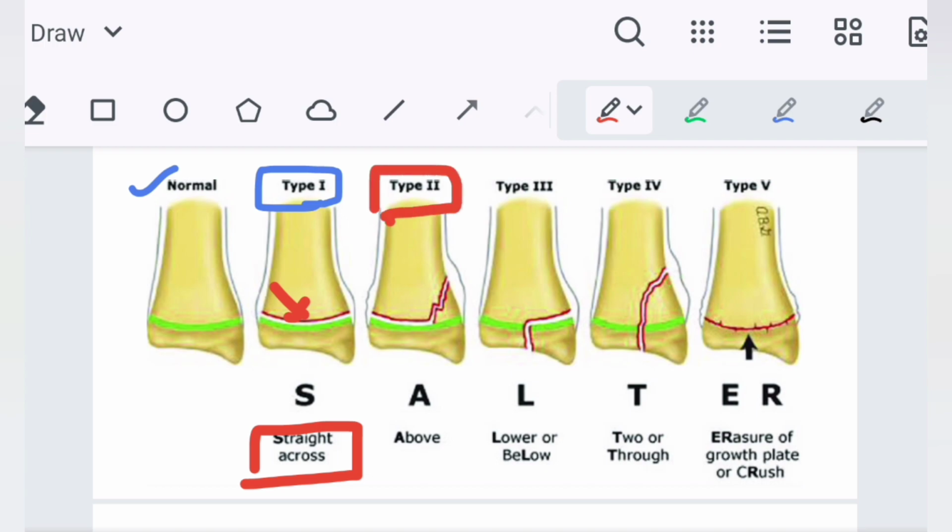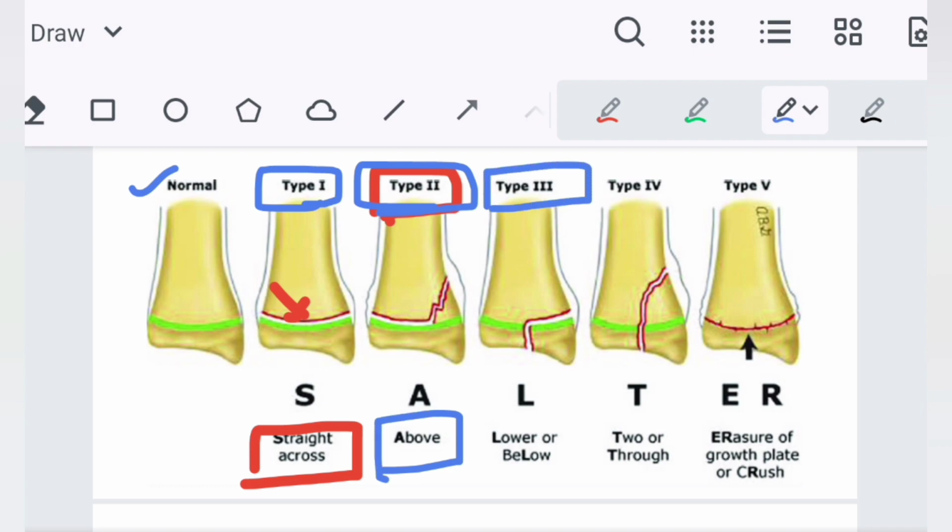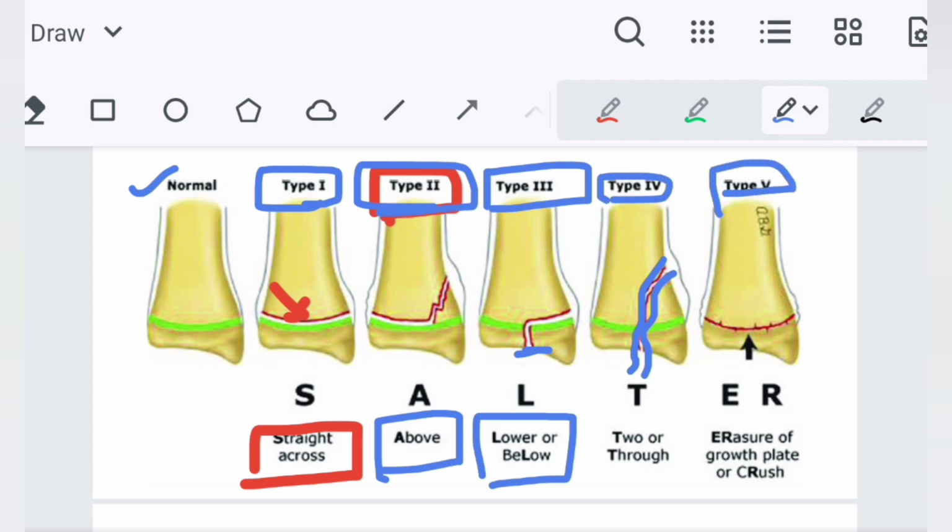In type 2, we can see that the fracture line is above the growth plate. In type 3, the fracture line is lower or below the growth plate. See over here. And type 4 is through the growth plate, that is, it passes totally through the growth plate. And in type 5, there is complete erasure of the growth plate, or the growth plate is totally crushed. See here, the growth plate is totally crushed.